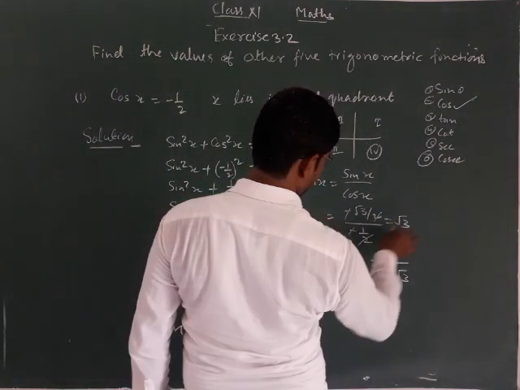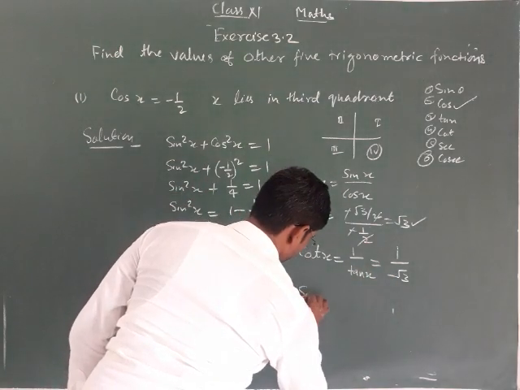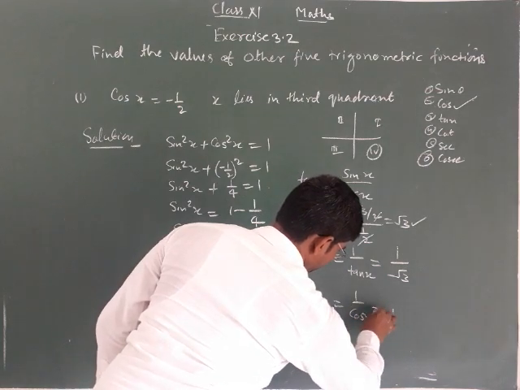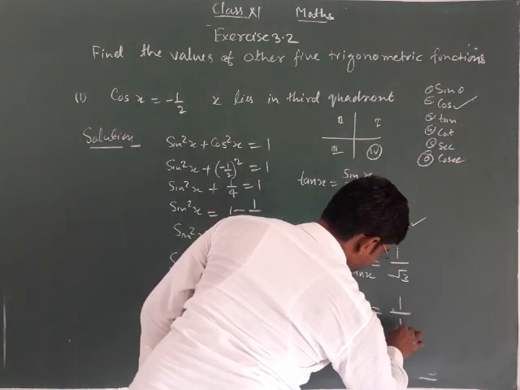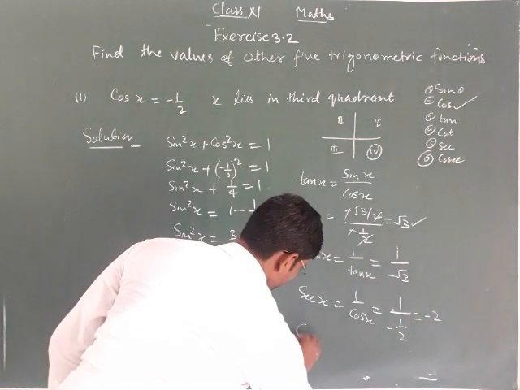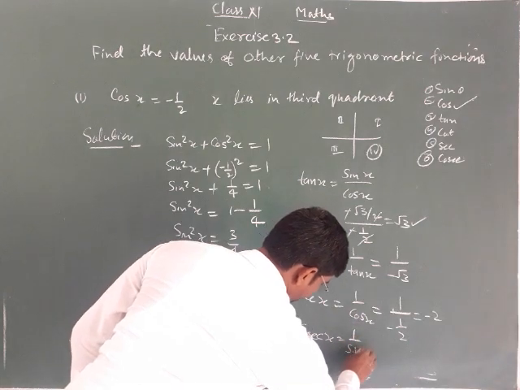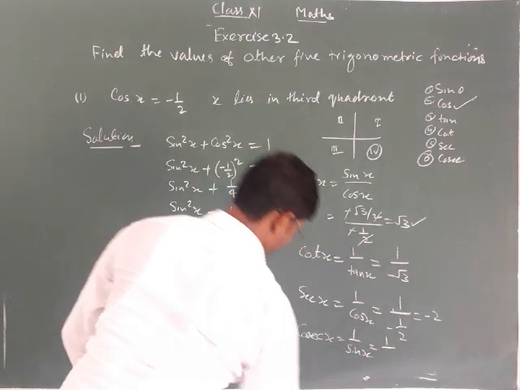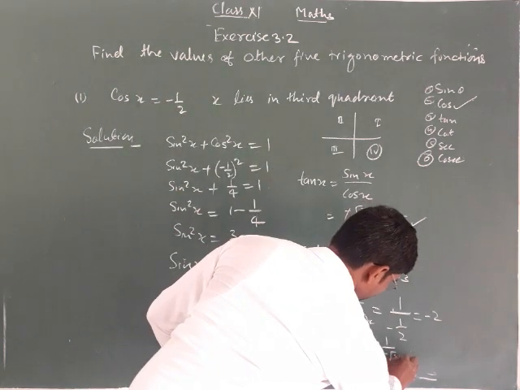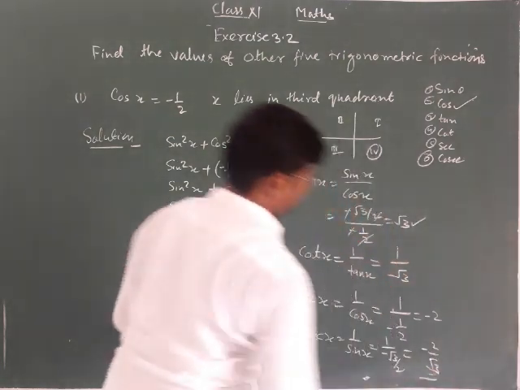So this is the tan value, and cot is 1 upon root 3. Sec x is equal to 1 upon cos x is equal to 1 upon minus 1 by 2, so this is minus 2. And cosec x is equal to 1 upon sin x, which is 1 upon minus root 3 by 2, so minus 2 upon root 3.